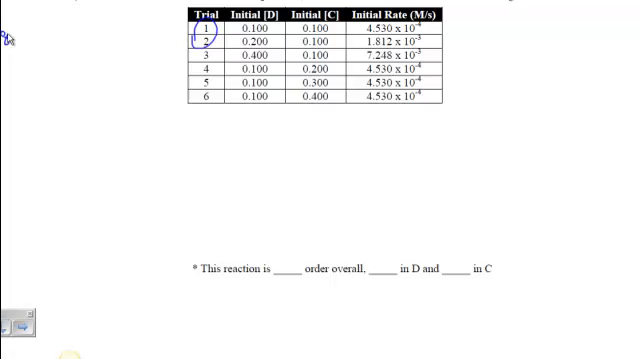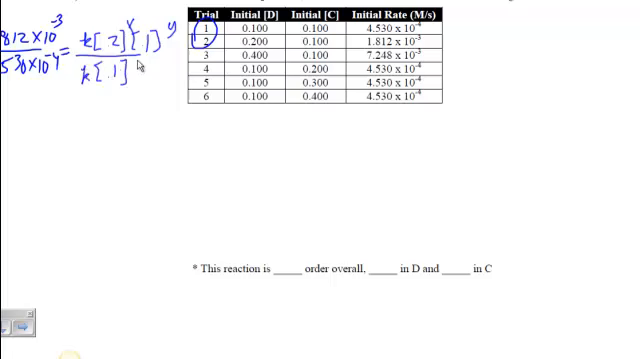So the rate data, 1.812 times 10 to the negative 3 over 4.530 times 10 to the negative 4. Set that equal to the k times 0.2 to the x and 0.1 to the y over k times 0.1 to the x and 0.1 to the y. This allows us to get 4 on the left. The constants cancel and the B concentration cancels, leaving us with 2 to the x. Therefore, x is equal to 2.